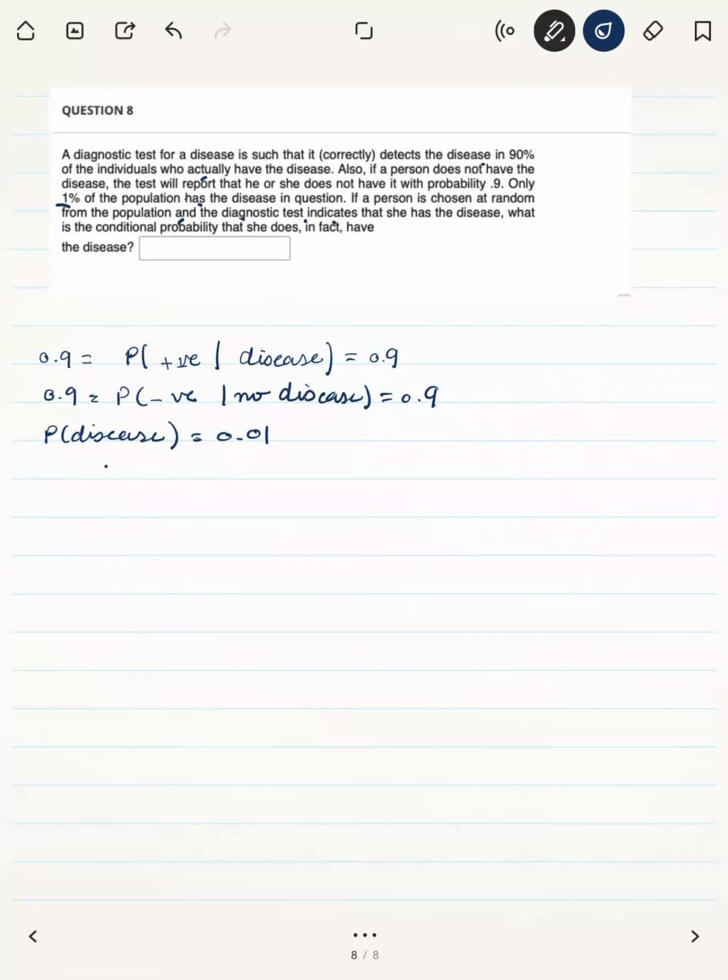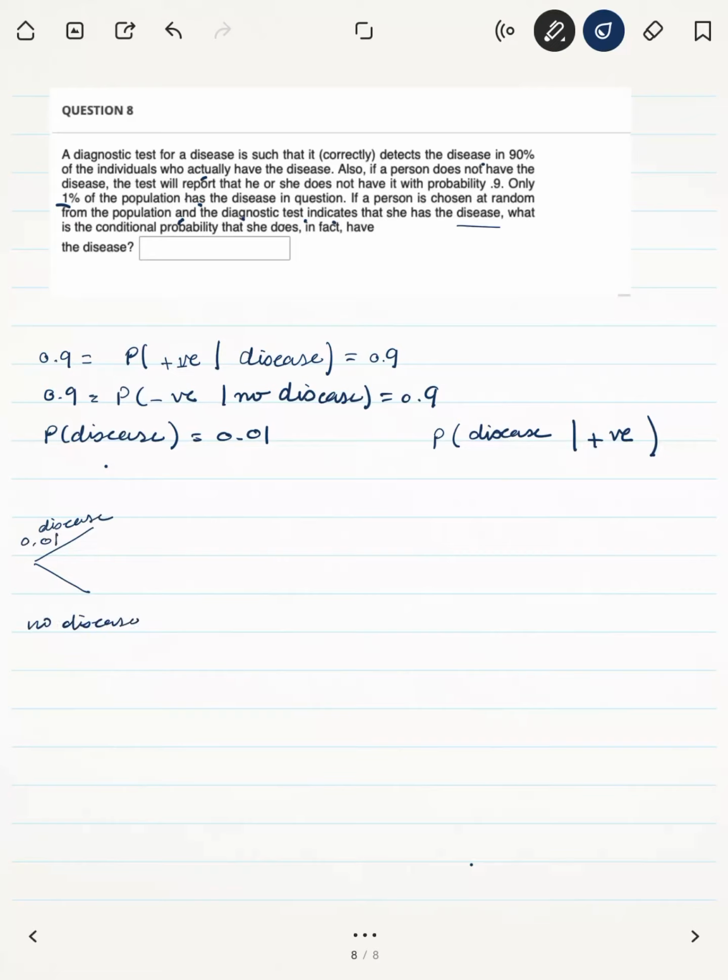If a person is chosen at random from the population and the diagnostic test indicates that she has the disease, so the result of the test is positive, what's the probability that she has the disease? I'm going to solve it again using different wordings or different understanding of the question, and I will show you the difference. Okay, so let me draw the tree diagram. Here I have disease and no disease.